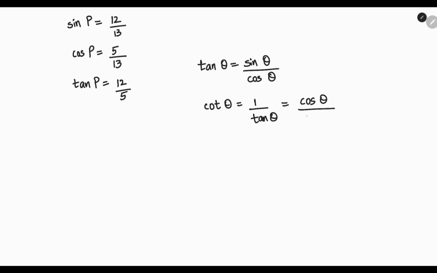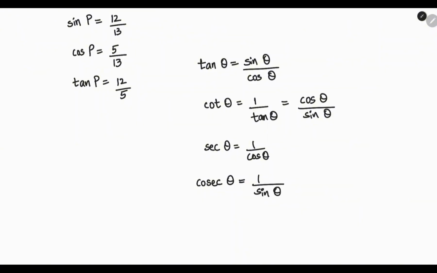Okay, and secant theta is 1 by cos, that is the reverse of cos, and cosecant theta is 1 by sine theta. That's it. This simplifies even more without even looking at the figure, okay? So if you know sine theta and cos theta, you don't even need to draw the figure. You can directly solve the problem.